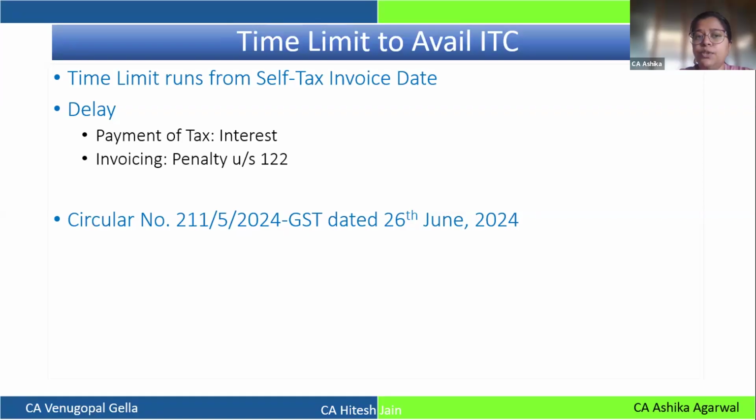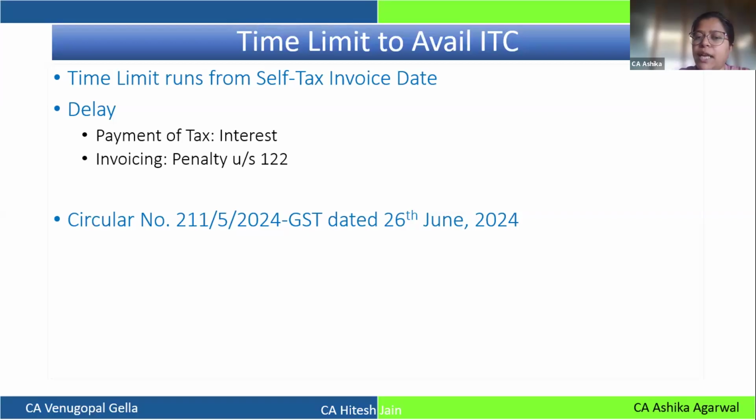So for 17-18 till 2021, the time limit got extended till 30th November 21. But when it comes to the case of RCM, what about that time limit? If you read 16.4, it still says invoice or debit note. And in this case also, as a recipient, we are raising a self-tax invoice. So according to me, the time limit to avail ITC of RCM under section 16(4) will run from the date when you raise the self-tax invoice. Okay, so from that date, you have to check.